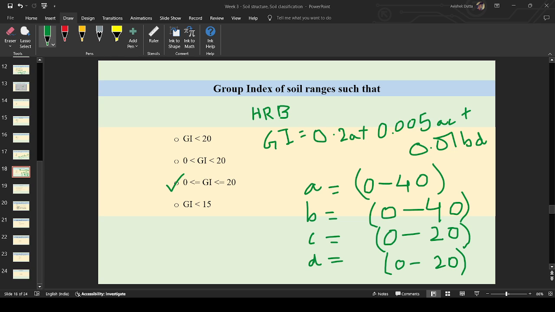In collapsible soils, even if there is no external load, with increase in moisture content there might be sudden subsidence, slump might occur. It's called collapse. And what is regaining of lost strength with time? I think we have done this. Thixotropy. Yes, thixotropy.